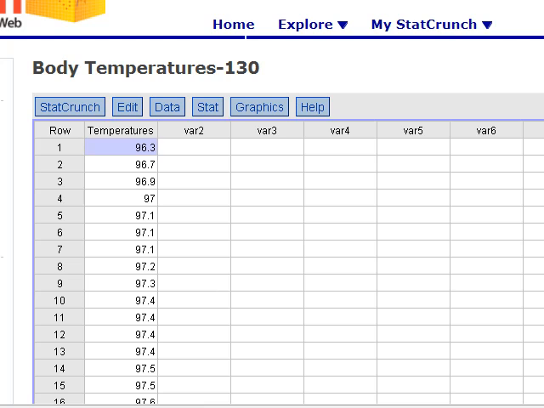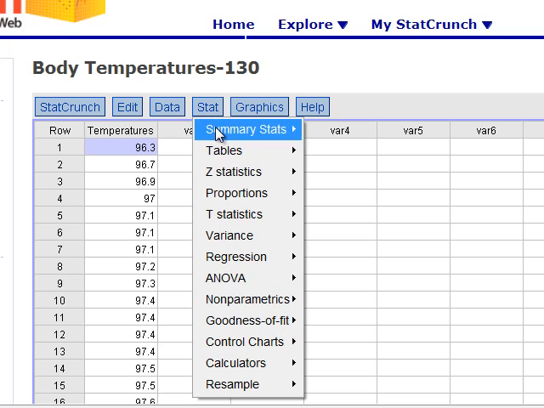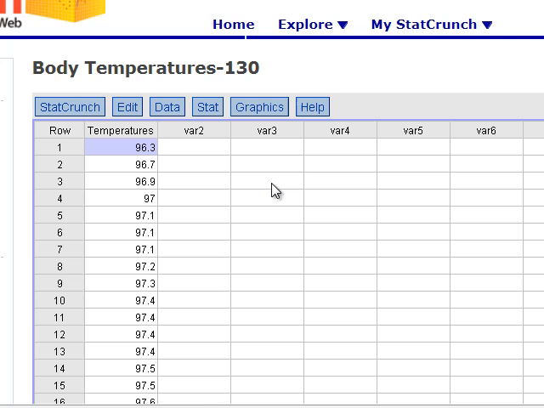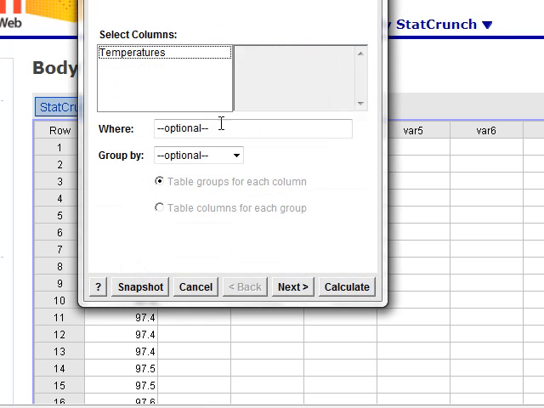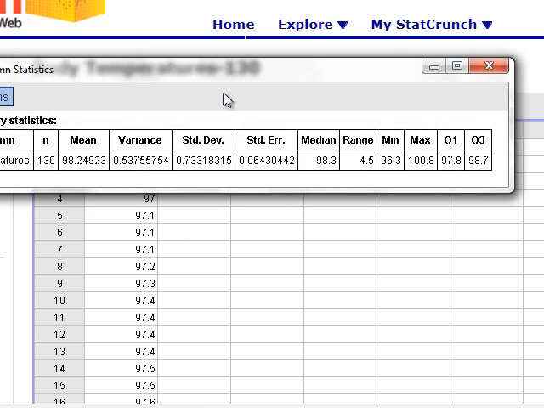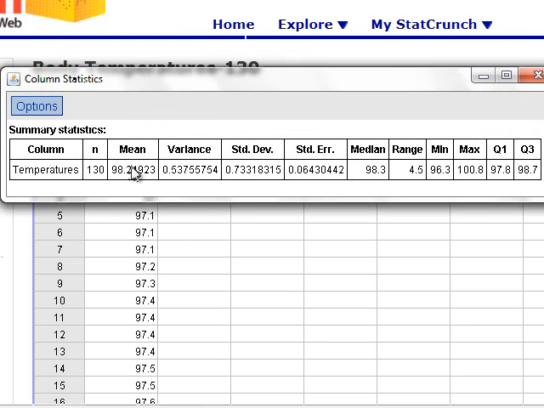Okay, so in StatCrunch, to find the standard deviation and variance, we're going to go over here to Stat, Summary Stat, and we've got a column here we're trying to find statistics for. We will just double click that. No need to group or anything, and just click Next. Just make sure that standard deviation and variance are in there. We're good. Click Calculate, and there we go. So we have a mean here, 98.25, and standard deviation right here, 0.733.